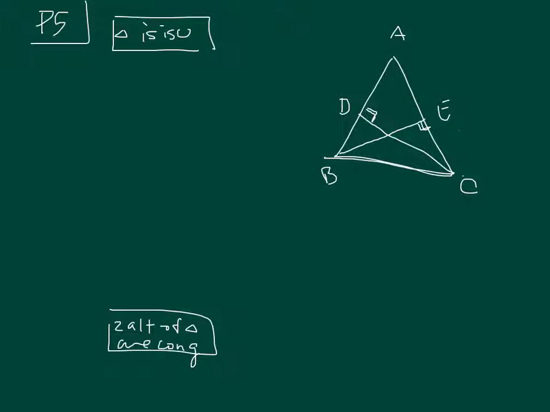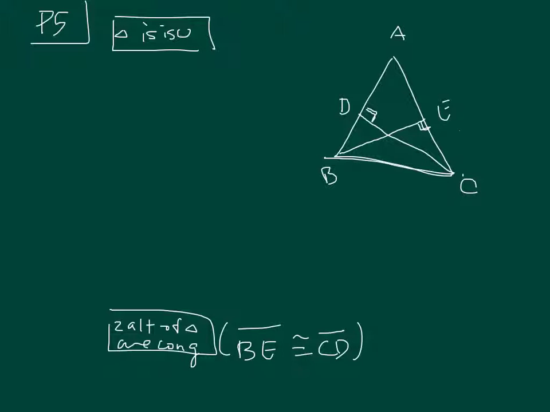Now, if BE is congruent to CD, then triangle ABC is an isosceles triangle. So we started out with the hypothesis that BE is congruent to CD, right?